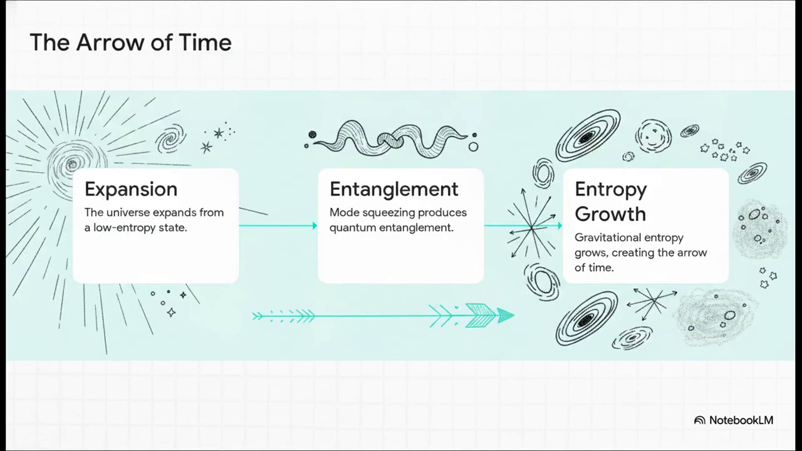So let's walk through how this clean slate evolved. First, the universe expands rapidly from this highly structured, low entropy starting line. Second, as it expands, quantum fluctuations undergo what physicists call mode squeezing, which is essentially quantum states getting tightly compressed to produce quantum entanglement. Third, as matter clumps together to form galaxies and black holes, gravitational entropy massively grows. This constant, unstoppable increase in entropy is literally what creates the thermodynamic arrow of time. It's the whole reason why you remember the past but not the future.